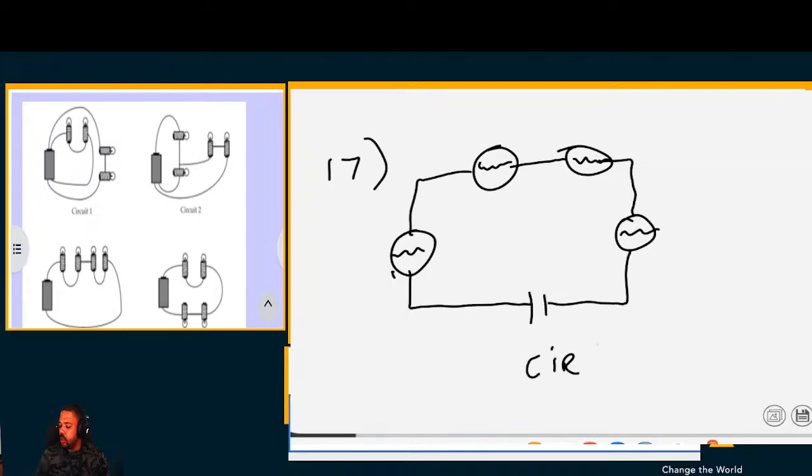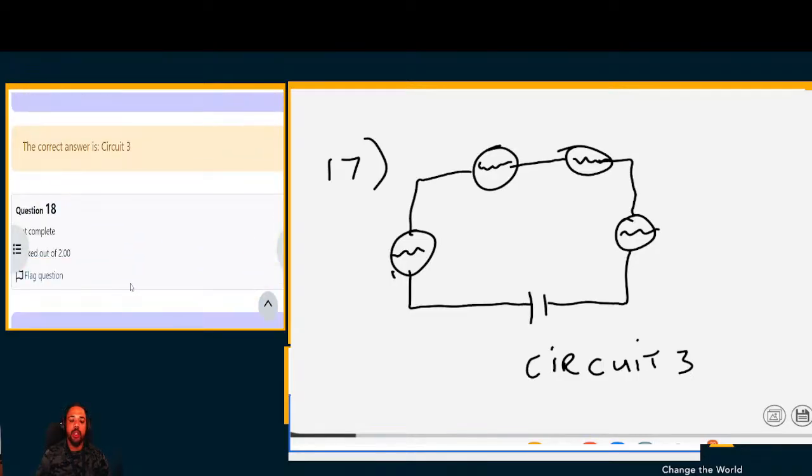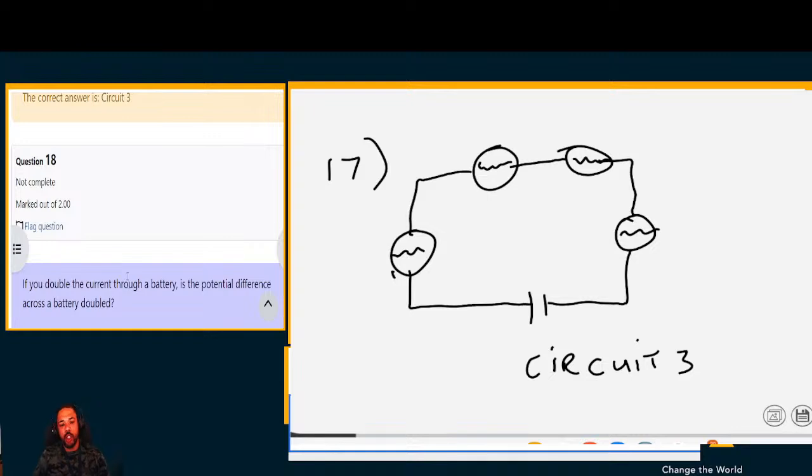So circuit 3. Thank you guys there, quick on the money. Circuit 3, we're almost done. The rest is just two multiple choice questions, and then the last one is a question that you should all know how to do.